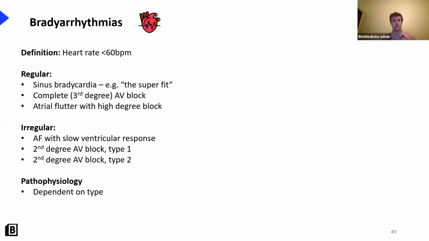So finally, just briefly touching on the bradyarrhythmias, my intention in the next session is to go through AV block and bundle branch block in some more detail. I won't be hammering the points home today because I realize we've almost hit the end of the session. With bradyarrhythmias, it's important to identify, have you got a regular rhythm or an irregular rhythm?